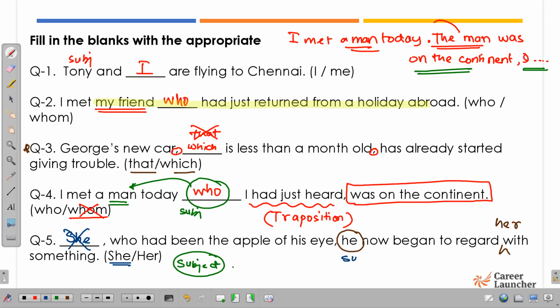Subject is important, so put the subjects. He now began to regard her, so I should rather say her. It sounds absurd, but believe me, that's the correct answer. He now began to regard her who had been the apple of his eye with something. That's the correct answer for it. So even if you have got the fifth one wrong, it's okay. The learning from this is that whatever sounds good is not necessarily the correct answer.